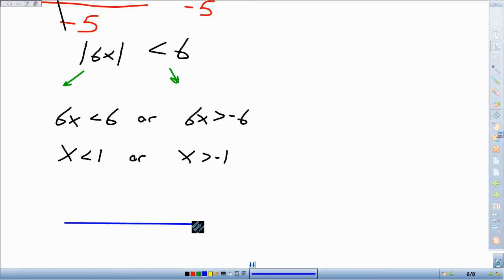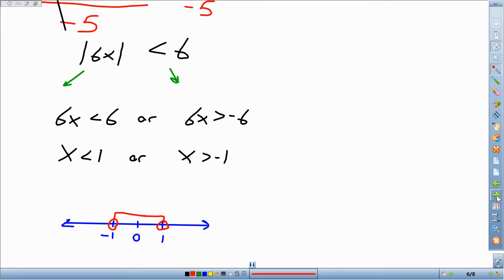Okay, so let's see. It looks like we've got our graph, our number line. We have a negative 1, a positive 1, 0 in the center. x is less than 1, open circle to the left. x is greater than negative 1, open circle to the right.